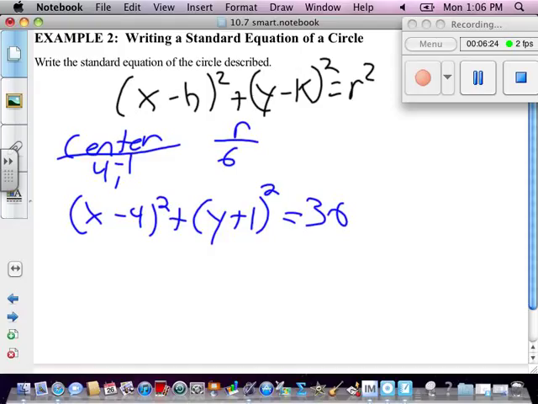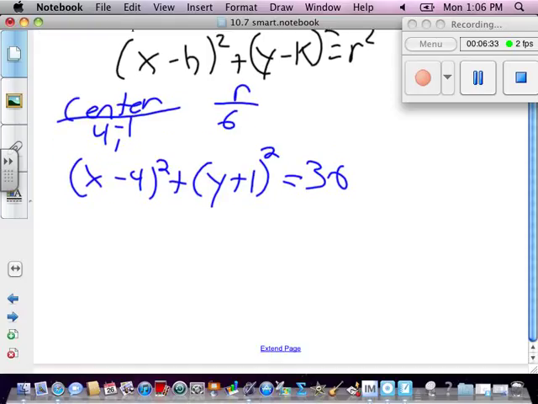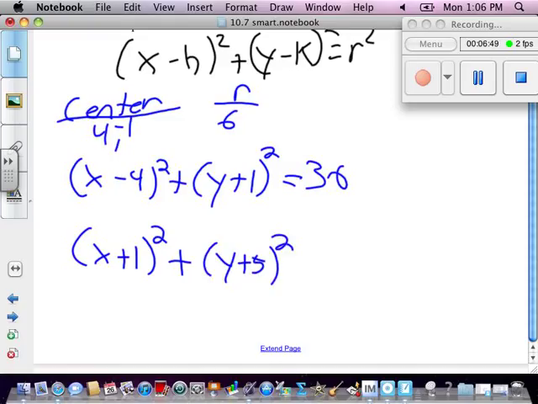Does that make sense to everybody? Should we do one of these together? Can you do the next one? Sure. It would be x plus 5 squared. Are you doing B or C? You're doing B? Okay. So you're going to do x plus 1 squared plus y plus 5 squared equals what? Because 3.2 times 3.2 is 10.24? That's B? Everybody feel okay about that?